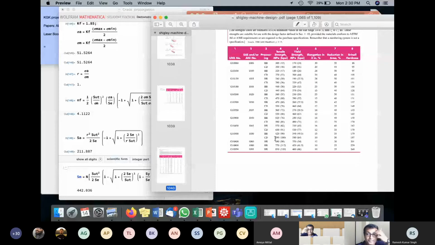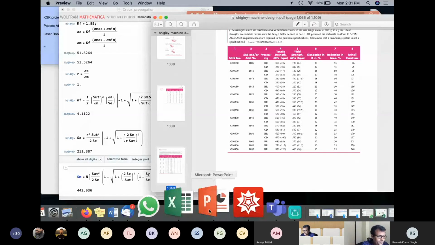Okay. So basically I find out the tensile strength. I'll use SUT and basically SY. So 690 and 580. Okay. That's the first thing we do. Next thing, what do we do?